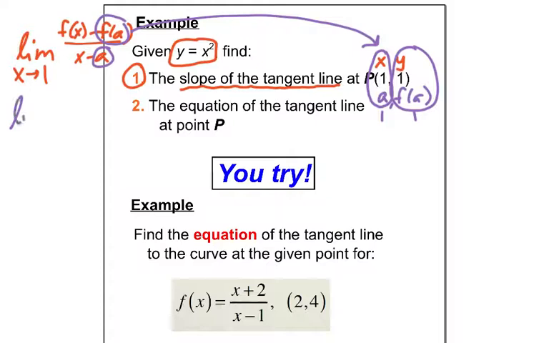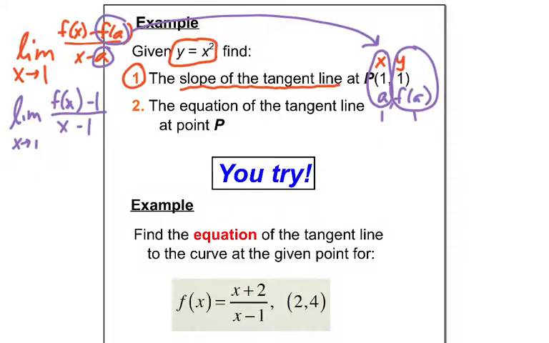This is the limit as x approaches 1 of, well, f of x is just f of x. I'm not sure what that is yet. We'll come back to it. Minus, what's f of a? Oh, it's the y value, 1. And on the bottom, x is just x minus 1.